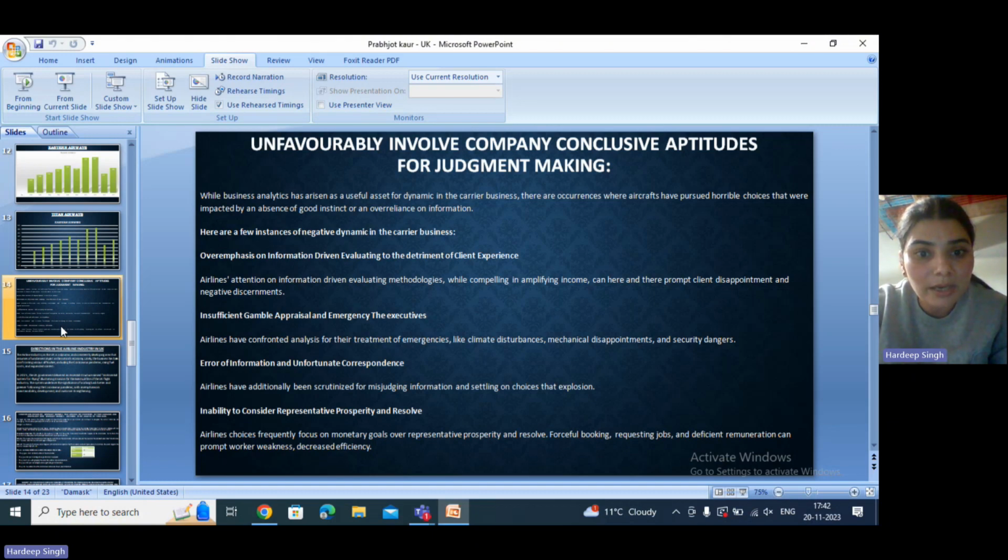Insufficient crisis praise and emergency management by the executives. Airlines have faced criticism for their handling of emergencies like climate disturbance, mechanical disturbance, and errors of information and poor communication. Airlines have also been criticized for misjudging information and making poor decisions, and for failing to consider employee well-being and morale. Airline choices frequently focus on financial goals over employee well-being and morale, forcefully scheduling and requesting immediate work, which decreases efficiency. So these are the basic unfavorable attitudes of the company that impact the clients and their business growth.